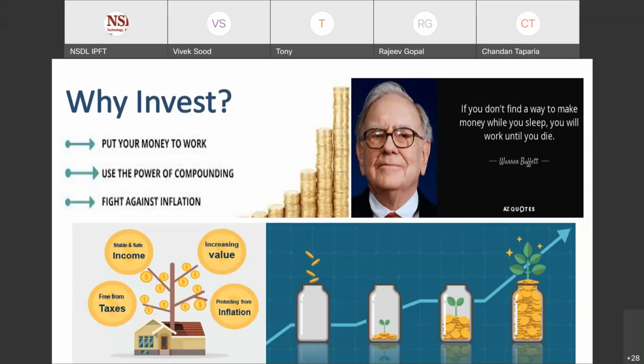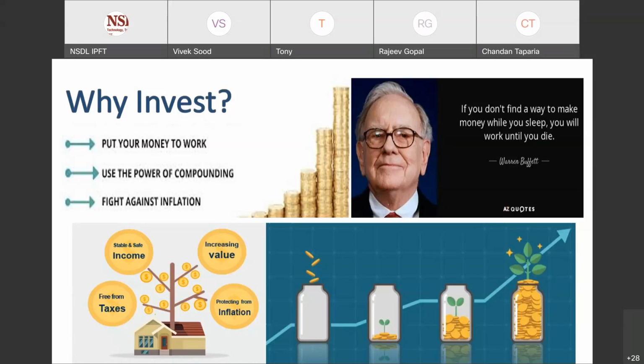As we know, the power of compounding is the eighth wonder of the world, and that works in the investment part. We will also understand how it goes. Then again, fighting against inflation is an important thing, and this is the main reason so many people are working tirelessly, and that is how the country's economy grows as a whole.